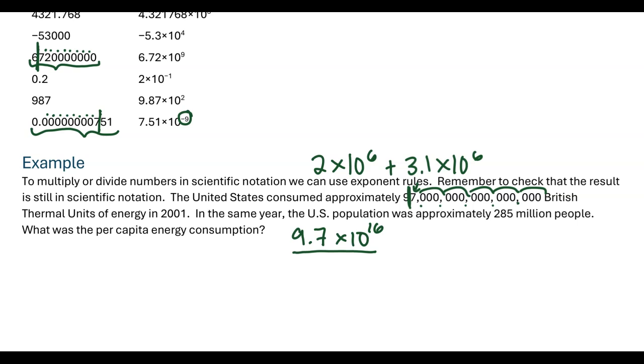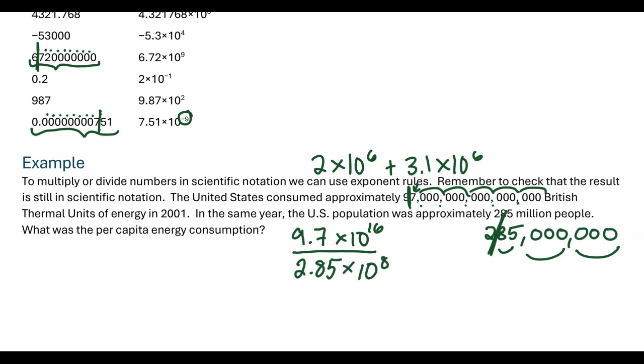We want to do the same thing with the 285 million people. If you do enough of this, you're going to probably start to have memorized that millions is 10 to the 6. But I'm just going to write this out. If in doubt, write it back out. And here we can see that we need to move until the 2 is the only digit out in front, which is 3, 6, 7, 8 times. So 2.85 times 10 to the 8.